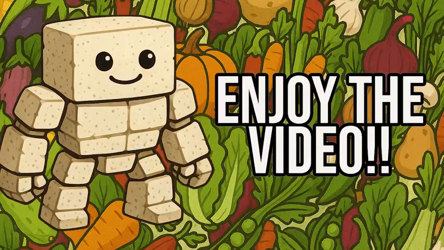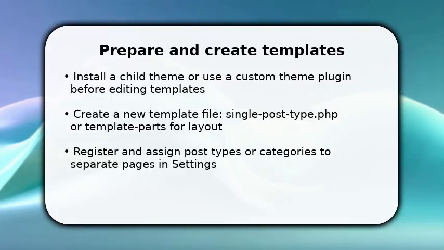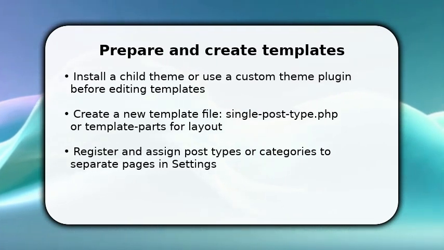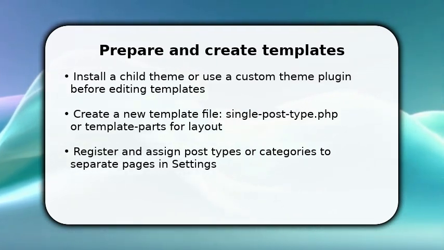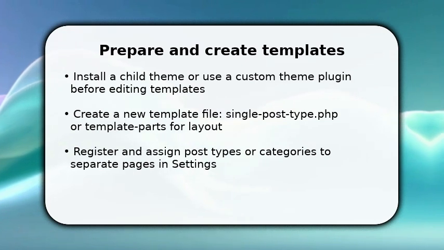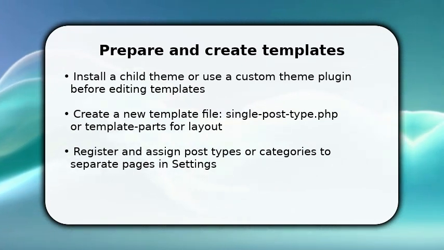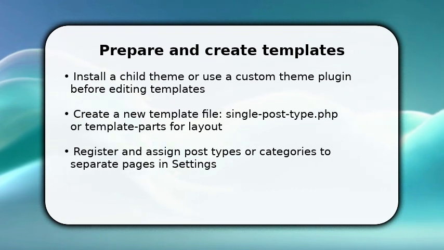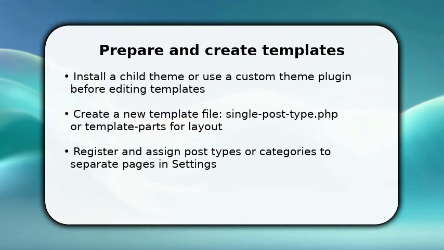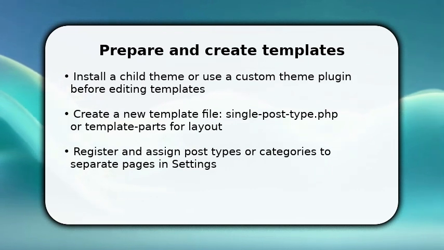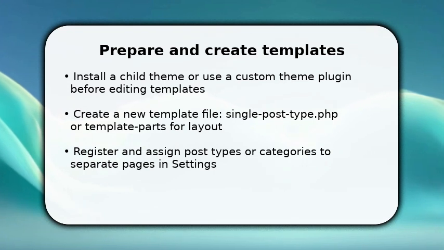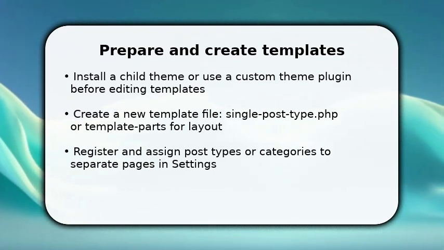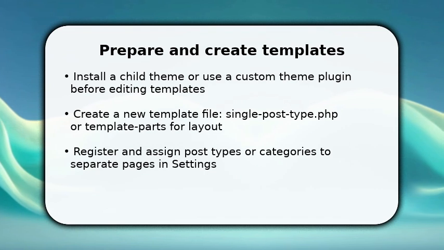Please enjoy the video. You start by making safe edits. Use a child theme or a plugin so updates don't overwrite changes. Next, create a new template file for the posts you want separated, for example single-news.php, or a custom template part. Once done, register or assign custom post types and categories that map to those templates. This separation tells WordPress which PHP file to load for each group. Make sure to name files correctly, so the theme hierarchy finds them automatically.